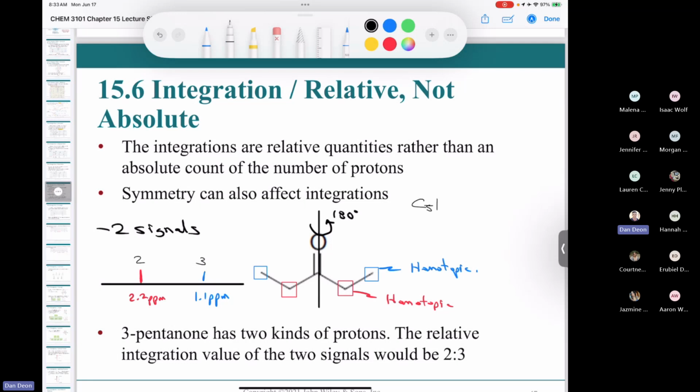The formula is C5H10O. But if you knew there were 10 protons, then you would say, well, these aren't right. You would say this must be a 4 and this must be a 6, right? Because 4 and 6 add up to 10. Okay, does that make some sense to everybody?